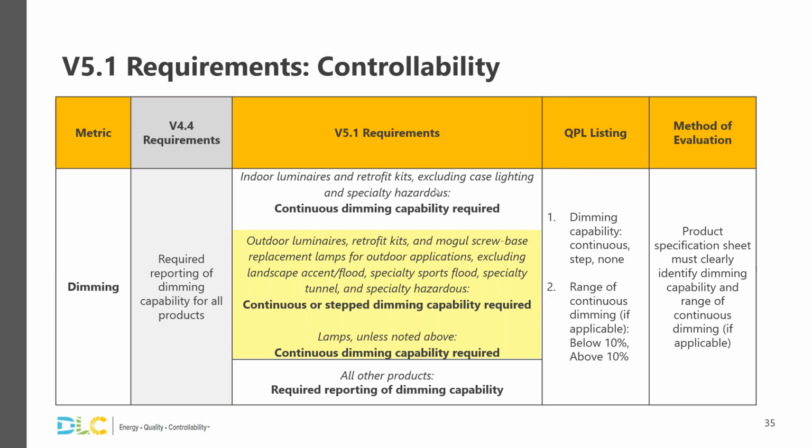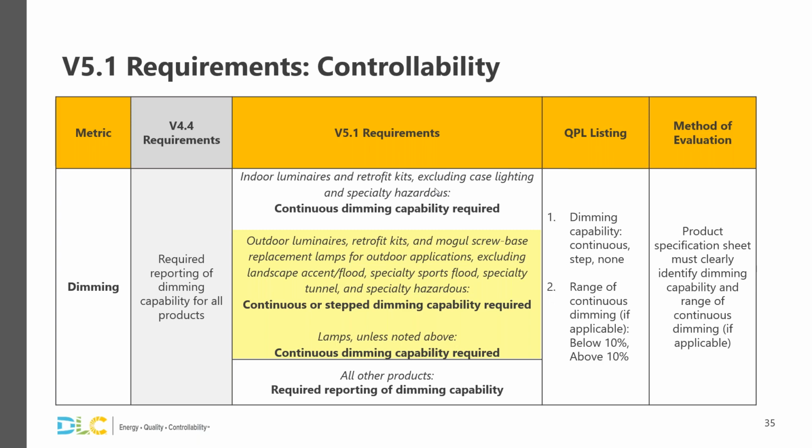Also, some questions came in asking for clarification around the mogul-based HID replacement lamps, since it depends on whether or not they're in an outdoor or indoor PUD. So for 5.0, there's no dimming requirement for the mogul screw-based HID replacement lamps. But under 5.1, if these products are qualified in a high bay PUD, the requirement is continuous. And if they're in any of the outdoor PUDs, they can be continuous or stepped, a little more nuanced for the HID replacement lamps.